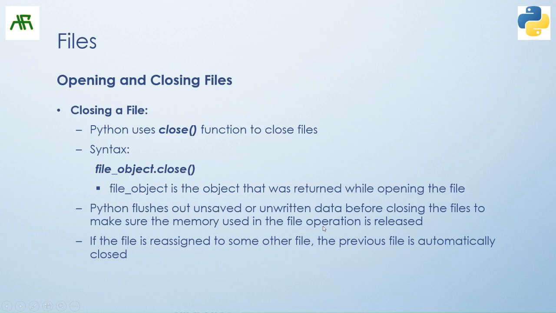If the file is reassigned to some other file, then the previous file is automatically closed. Say a reference is passed on, or the information is passed on to another file, or control is moved to another file. The file that is currently open will be automatically closed.